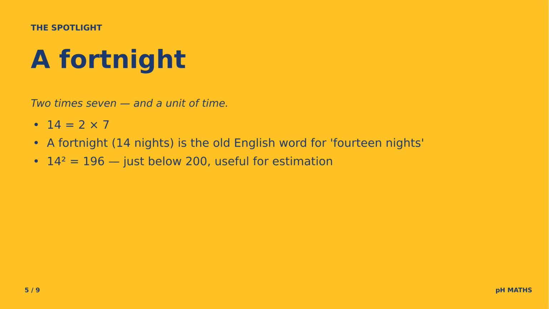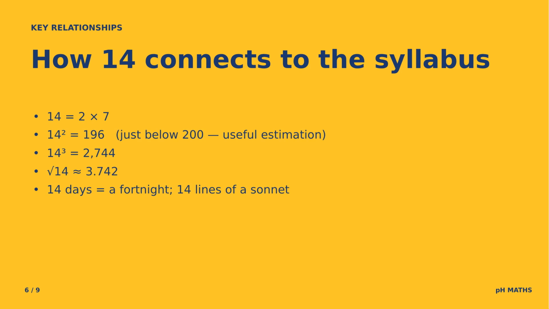2 weeks apart. Key relationships. 14 equals 2 times 7. 14 squared is 196, just below 200. Useful for estimation. 14 cubed is 2744. Root 14 is about 3.742, irrational. And a fortnight is 14 nights. The prime factorization is tiny, 2 times 7, so 14 plays nicely in any highest common factor or lowest common multiple problem that involves 7, 14, 28 or 42.